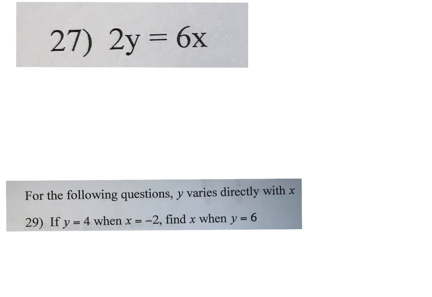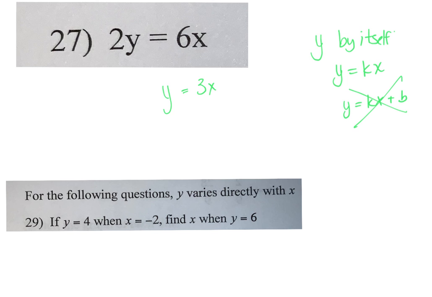All right, we moved to direct variation. Direct variation, you want y by itself. And then it has to be in y equals kx form. So if it is y equals kx plus or minus something, this is no, it does not directly vary. You're looking for the k once you have your y by itself. And so your k here would be 3. Remember, k is also y over x, so you can set these up as ratios and cross multiply.